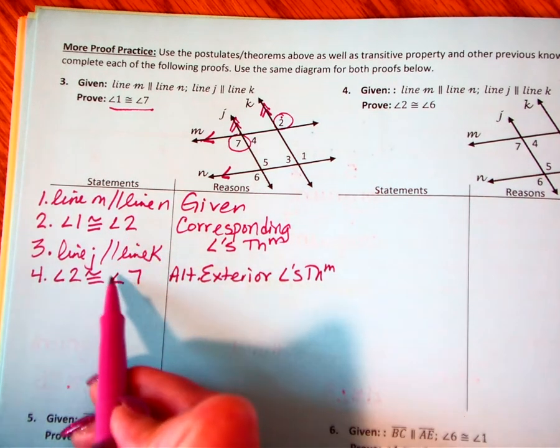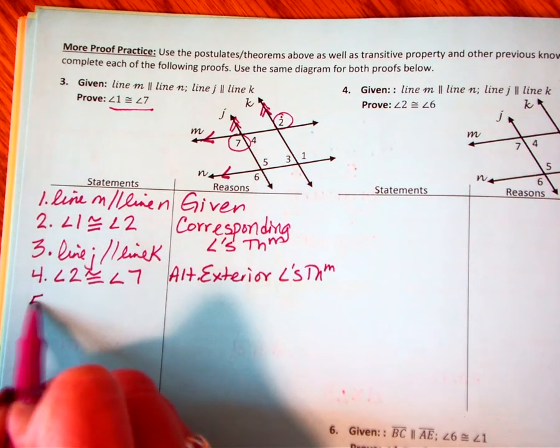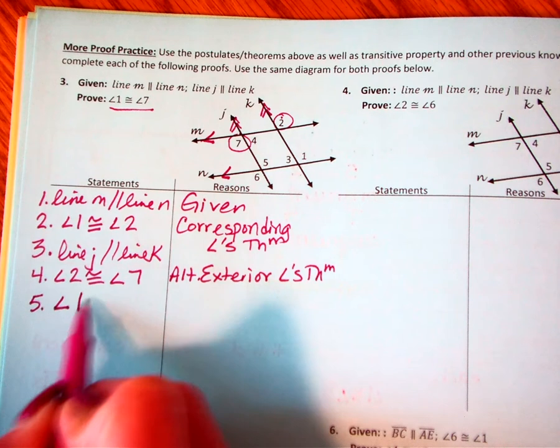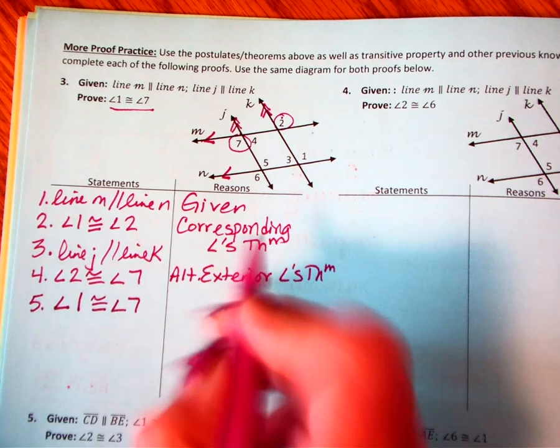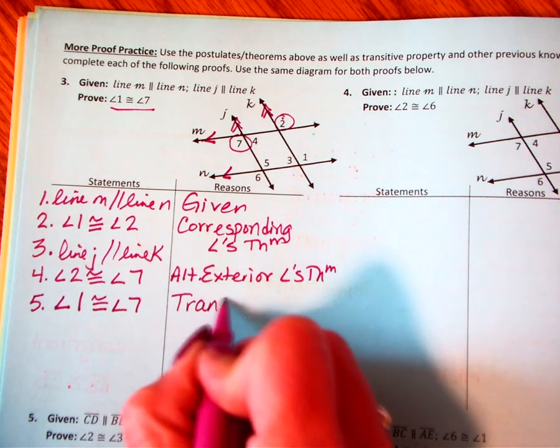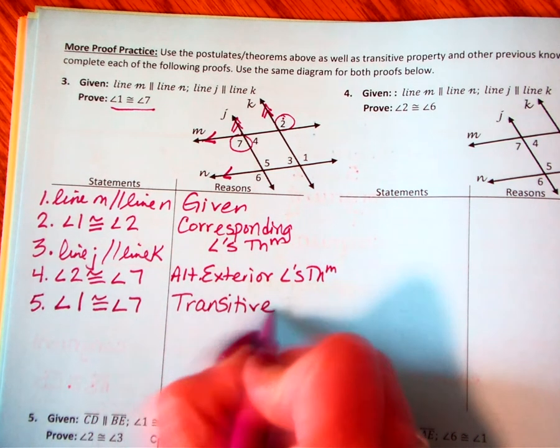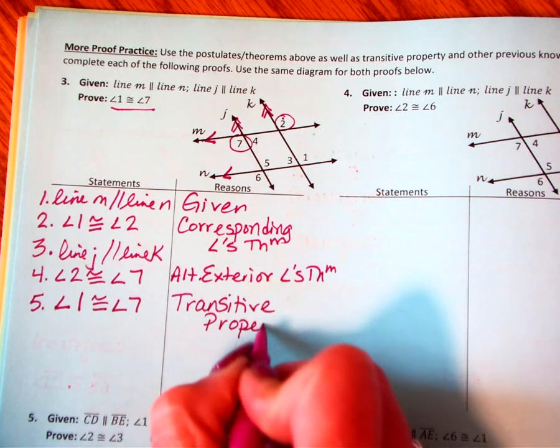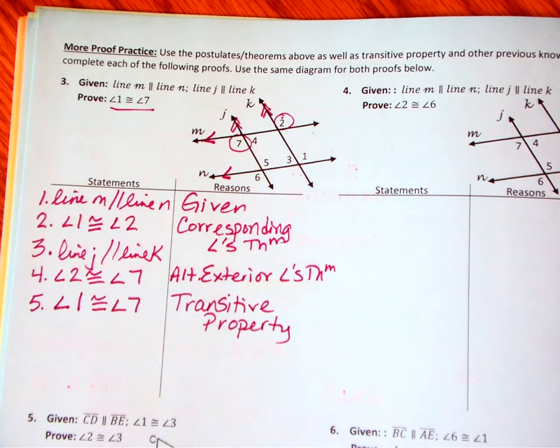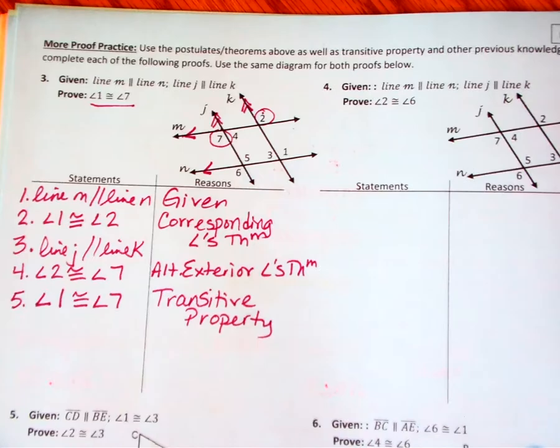Okay, now if I look at the 2 congruent angles I have, I can then say angle 1 is congruent to angle 7 by the transitive property. Okay, and at any point, again, if you feel like you're okay to give it a try, pause the video so you can give it a try on your own. And then hit play so you can check it. You gotta make sure you check it.